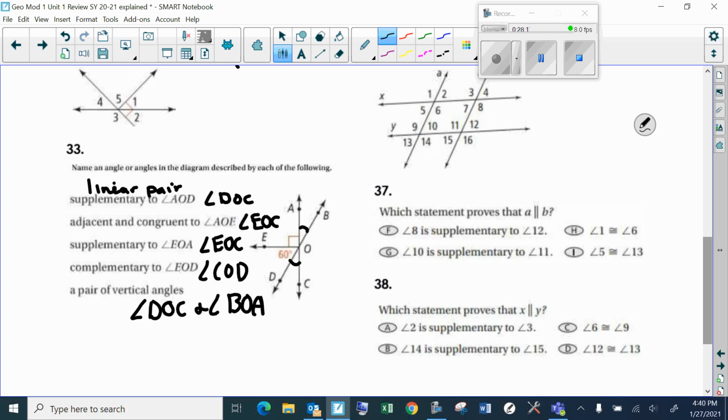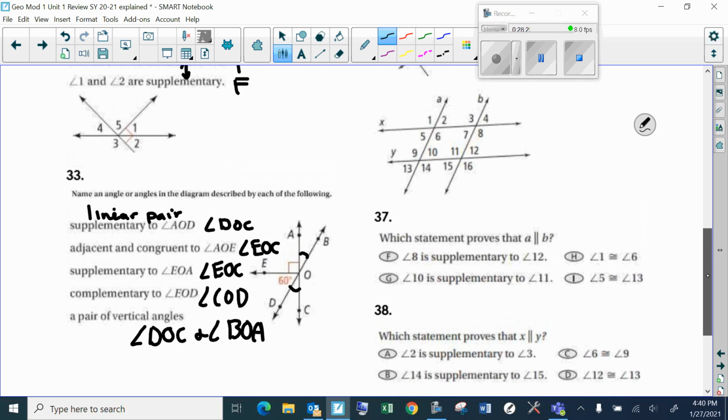All right, 37. Which statement proves A is parallel to B? So we move it up a little bit so you can see right there. Okay, here's A and B. So we want these to be parallel. 8 is supplementary to 12. 8 and 12, these two angles.